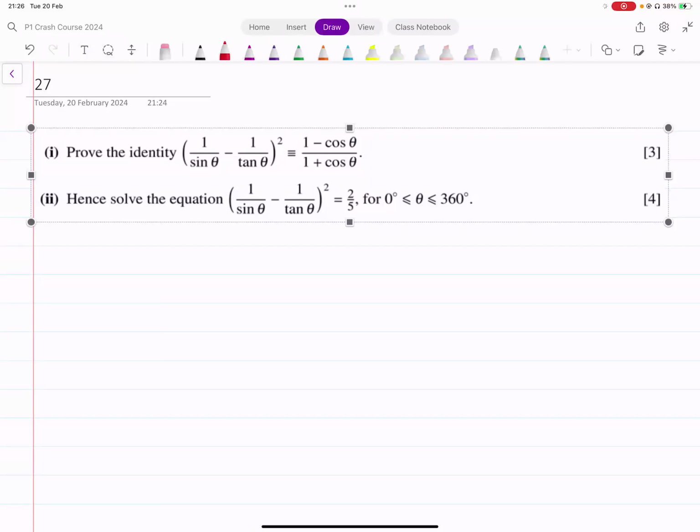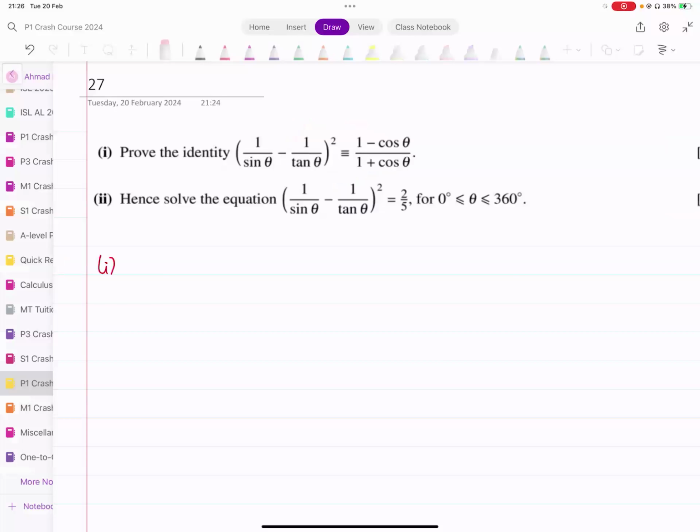Let's have a look at this one. Part 1. Okay, we need to prove this identity. 1 over sine theta minus 1 over tan theta, the whole squared, that's identical to 1 minus cos theta over 1 plus cos theta.